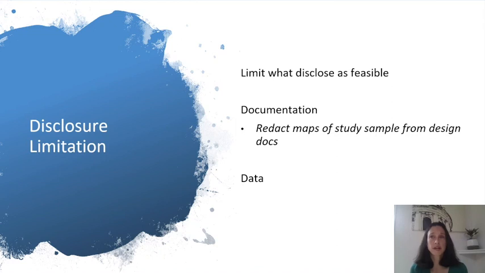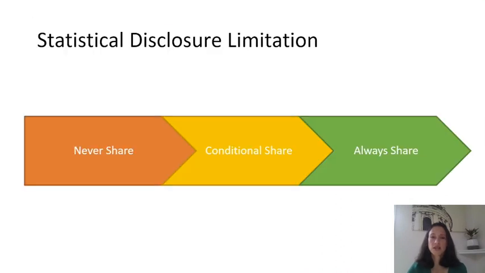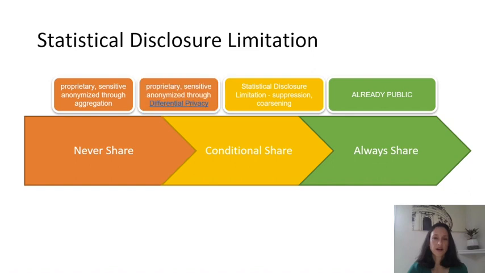That sort of information may significantly support re-identification of those granular geographic units. And so we need to redact them from public documentation about the study design in order to mitigate that re-identification risk. Same thing goes for data. So thinking through, on the spectrum of the type of data that we're dealing with, what sort of statistical disclosure limitation methods we need to implement.